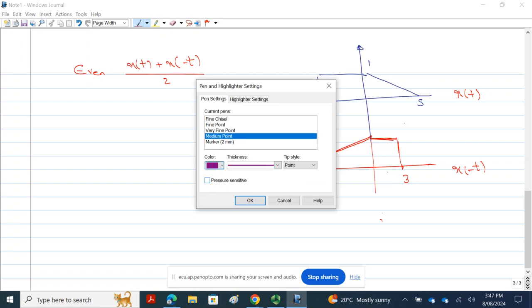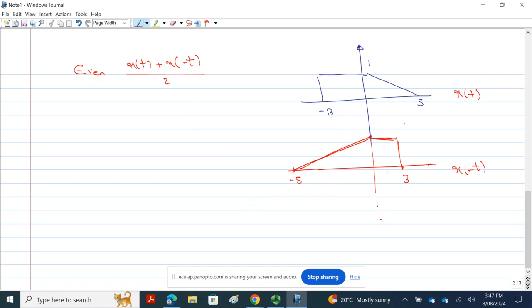Okay, this color as an example. I want to add these two. So what I'll do is, I'll start from left-hand side, going to the right. Now, till I get to minus 5, everything is 0, right? From minus 5 to minus 3, x(t) is 0, but x(minus t) has a value.